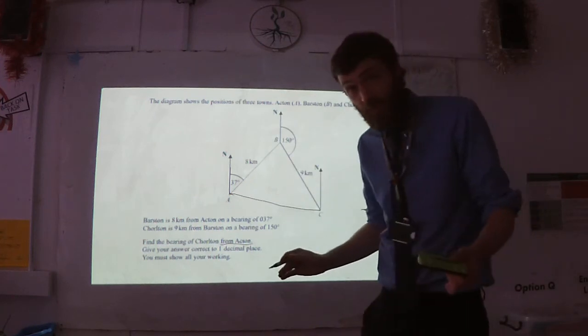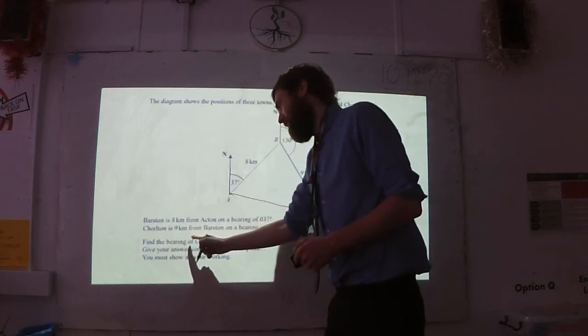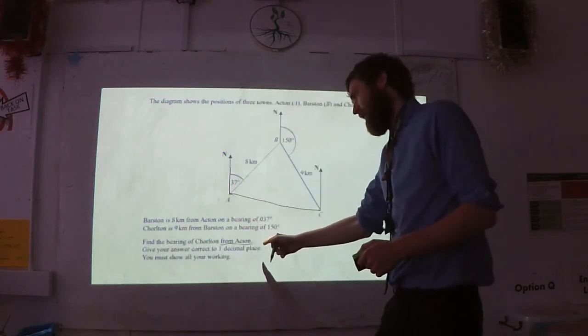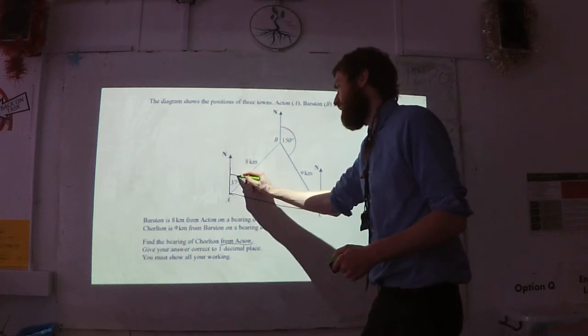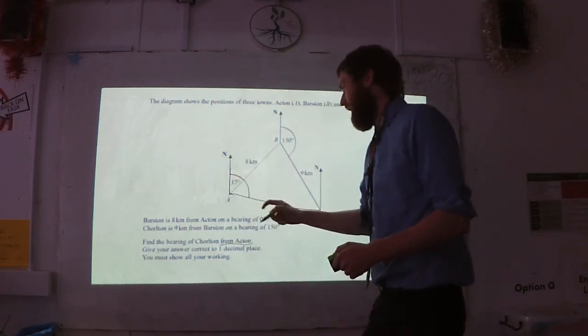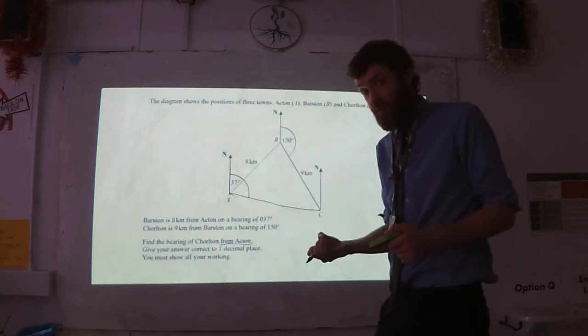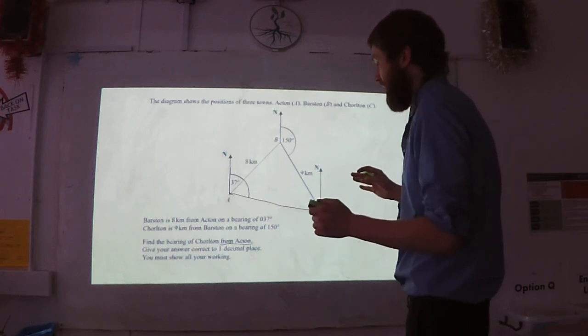Isn't much better, but we'll work with it. Okay, when they're saying here, find the bearing of Chorlton from Acton, we start at Acton, we want to go to Chorlton, so therefore the angle we're looking for is that whole one there. That's our aim here, that would be our answer. So now you just look and say, what do you know about this? What do you know about this shape?